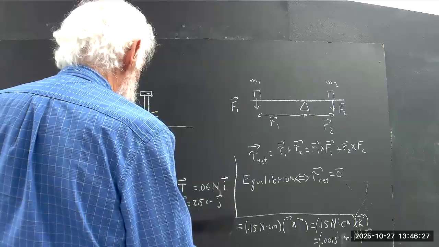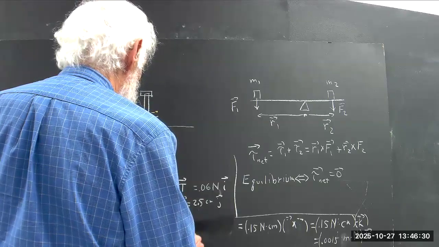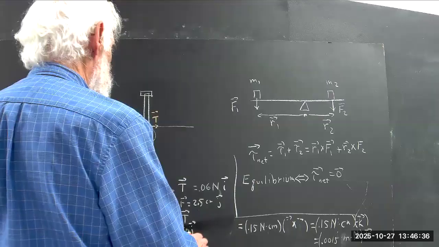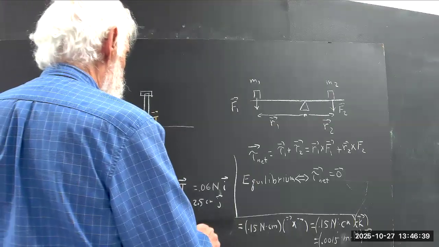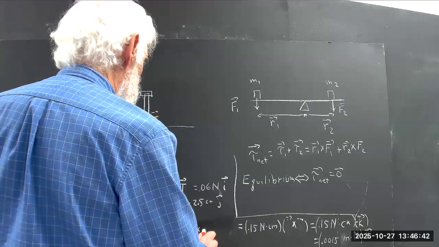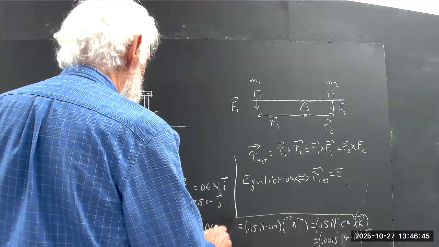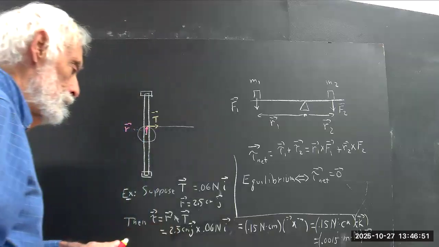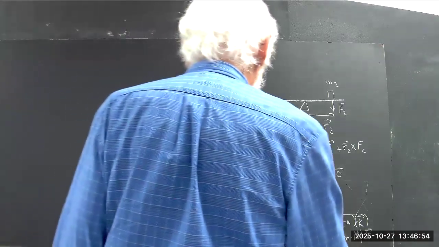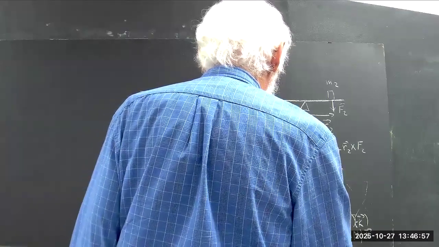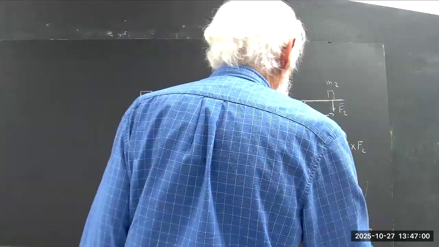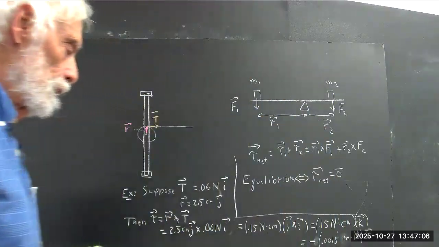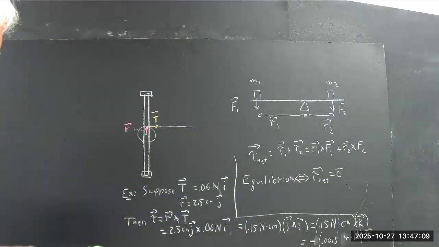R is 2.5 centimeters times J cross 0.06 newtons times I. Now that was a bonehead mistake on my part, but it's J cross I. And J cross I is negative K. Put the negative sign out in front in the final result.